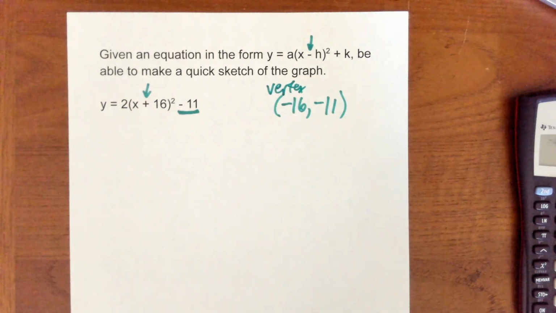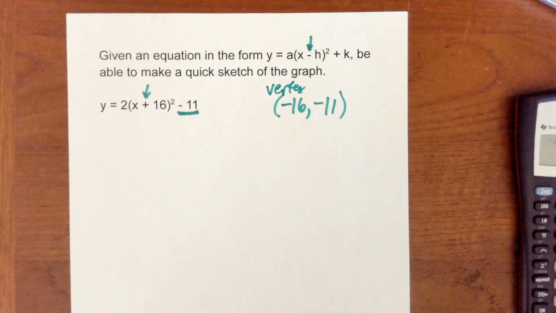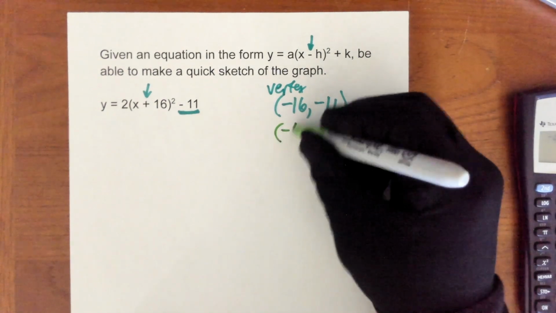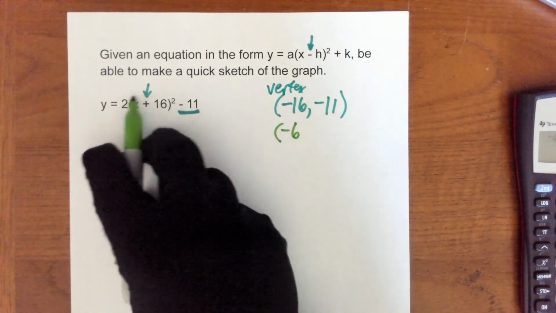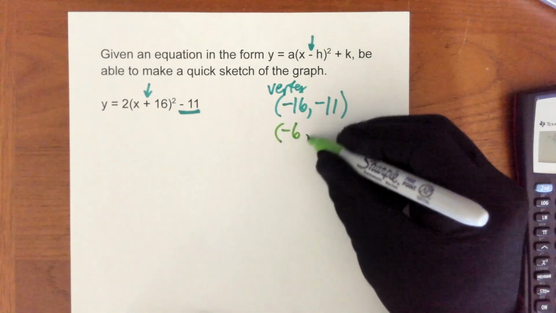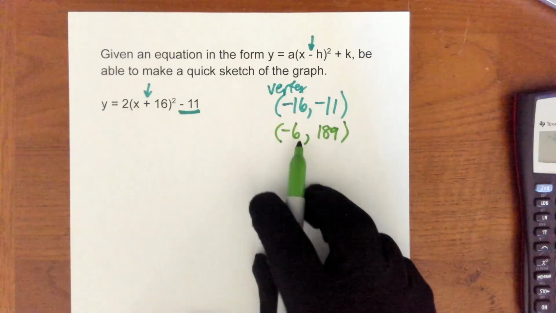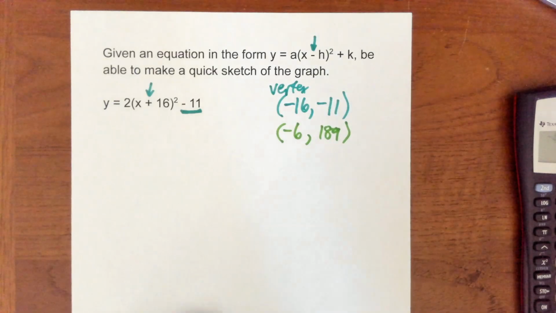Negative 16, negative 11. Right, I'm going to pick another point. Let's say I pick negative 6. That way, inside here will be 10, 10 squared is 100, times 2 is 200, minus 11 is 189. Note, if you picked a different value other than negative 6, you would get a different point here. That's not that big a deal. Your graph still should somewhat come out the same as mine.